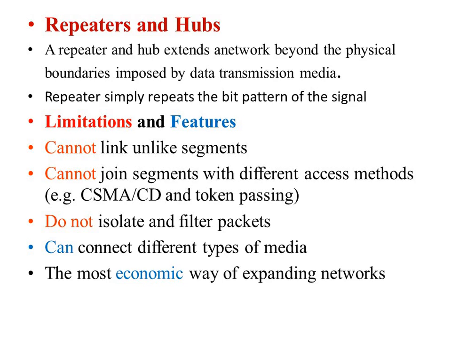So these are the features of these repeaters and hubs, and the limitation is that when the two different access methods or technology come together, it is unable to isolate or filter the segments or packets, as well as it cannot link the two different technologies. That is what the problem with the repeaters.